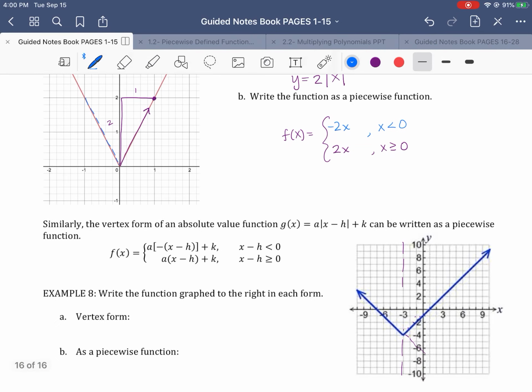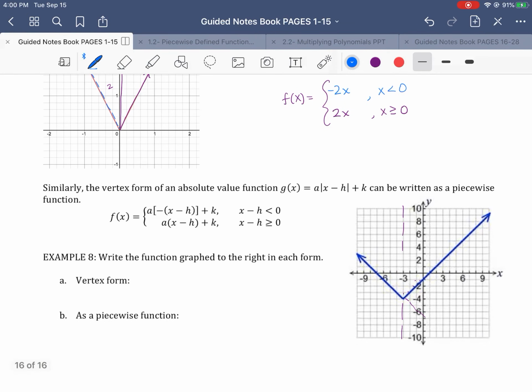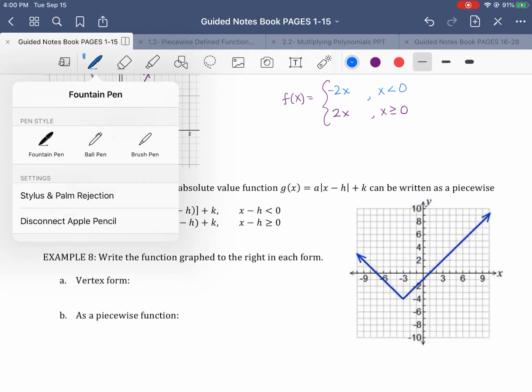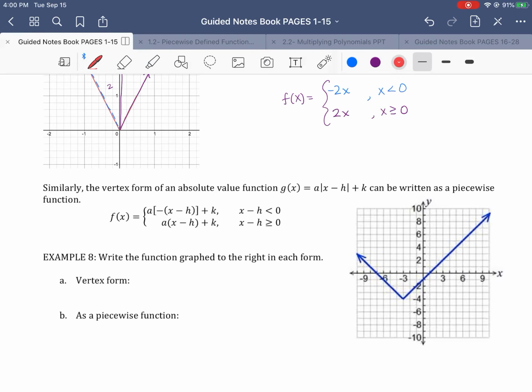Okay. Let's look at one more. Again, they can shift left or right, up or down, but essentially we're going to use these same pieces, so I already drew a lot over it. So again, you're going to look over here and notice your domain barrier, right, is right there at negative 3. It's that like vertex right there.